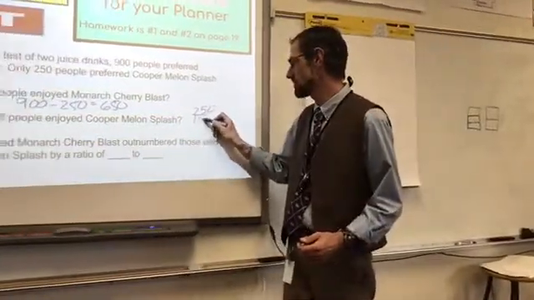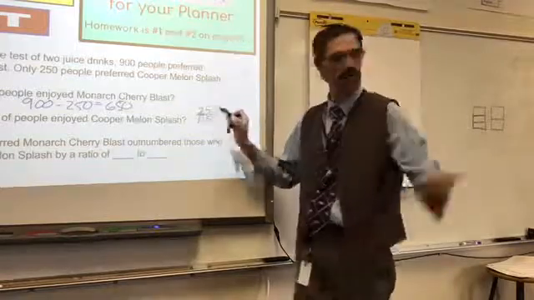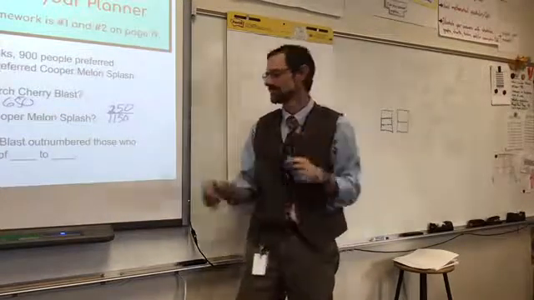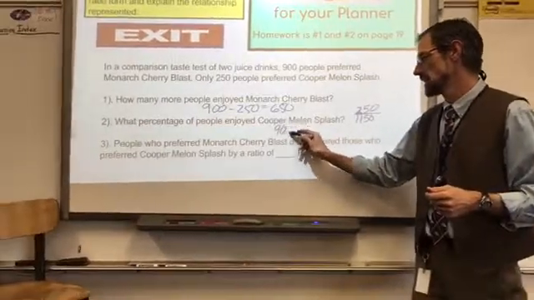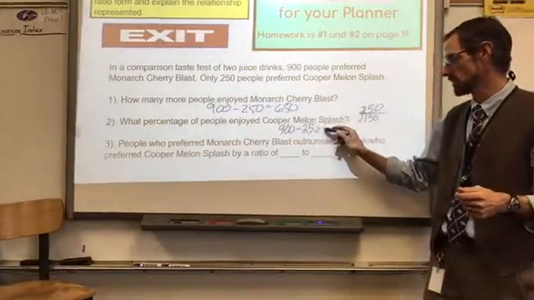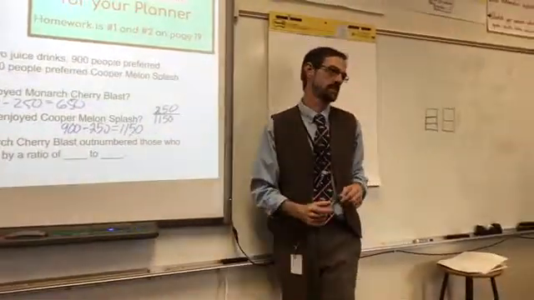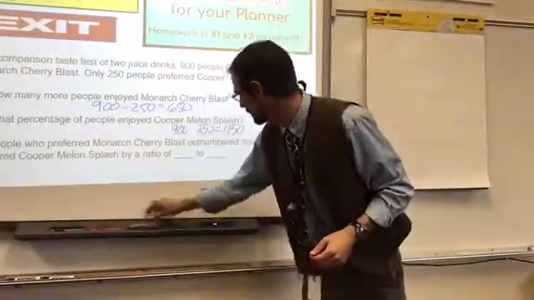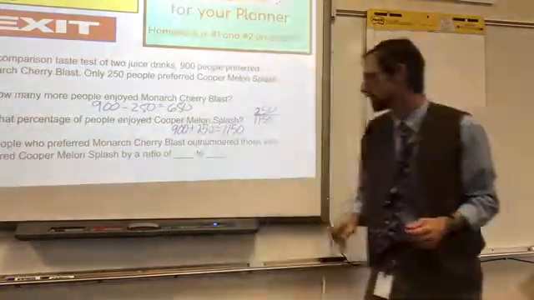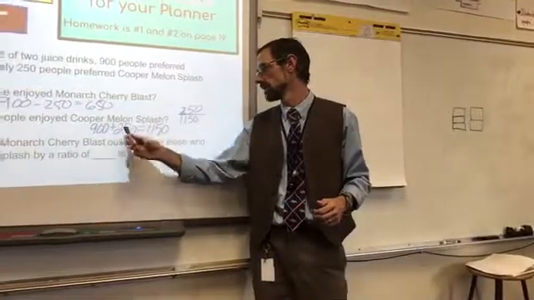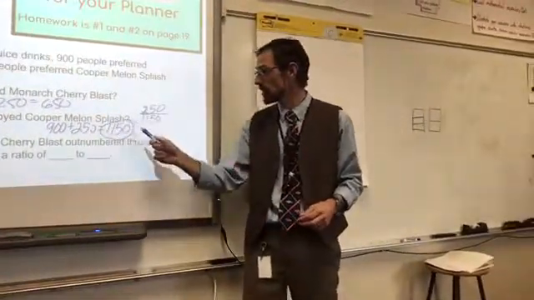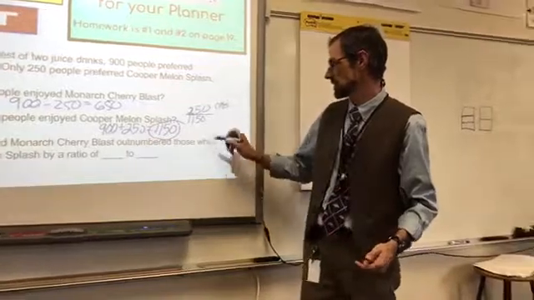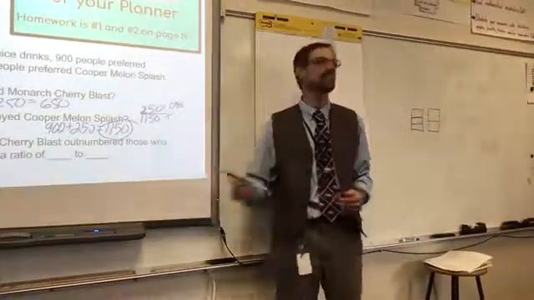1,150. 1,150. Do you know why that's 1,150, Andrew? Allie? Because 900 plus 250 is. So the first thing they did is they said, here are the total number of people that were tested. Does that make sense? Yeah. Okay. I didn't do it that way, but there. So I went 900 plus 250. This is the total number of people. So now my ratio is my Cooper Melon Splash to total.